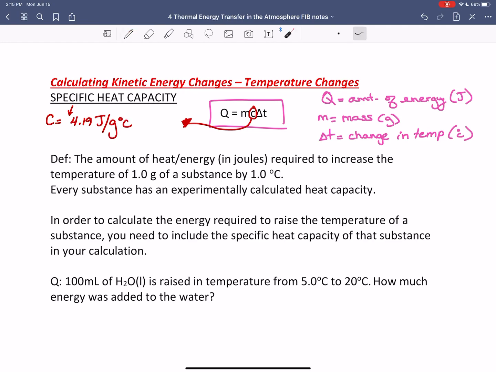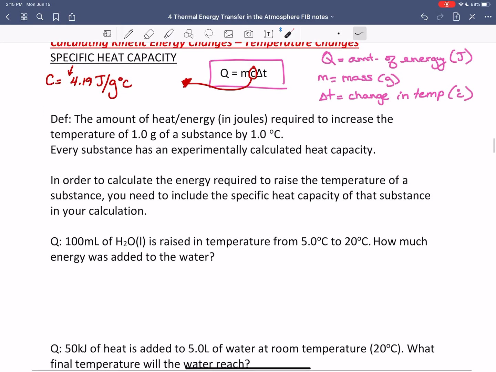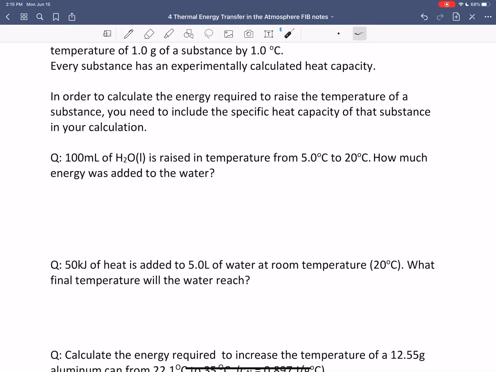So what does that unit mean? It means that for every gram of water that I want to increase by 1 degree Celsius, I have to add 4.19 joules of energy. So for every gram of water and for every degree Celsius that I want my temperature to go up or down, I have to either add or remove 4.19 joules of energy. Okay, so in order to calculate this, we're going to use these questions.